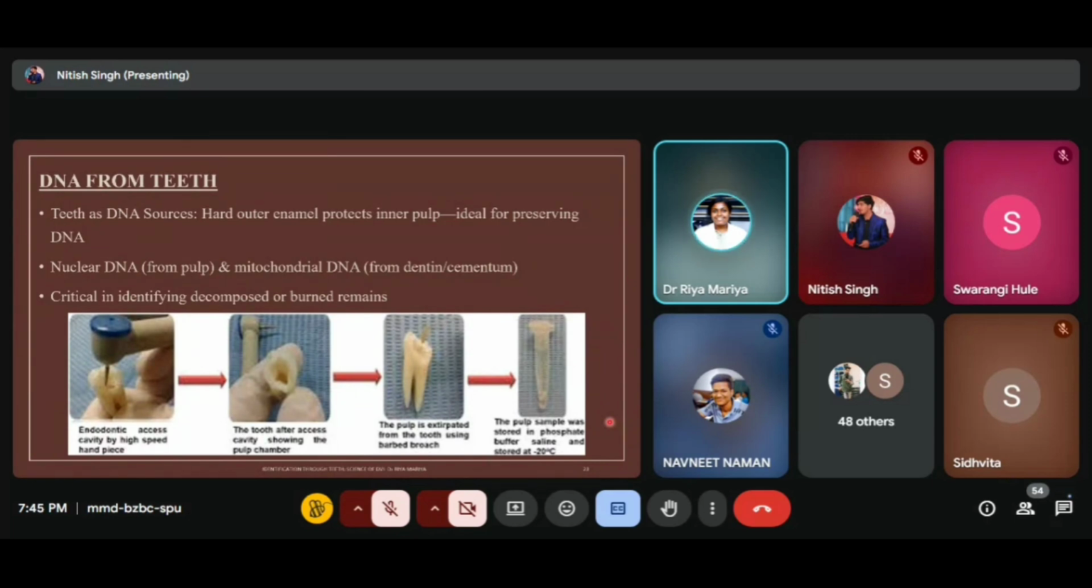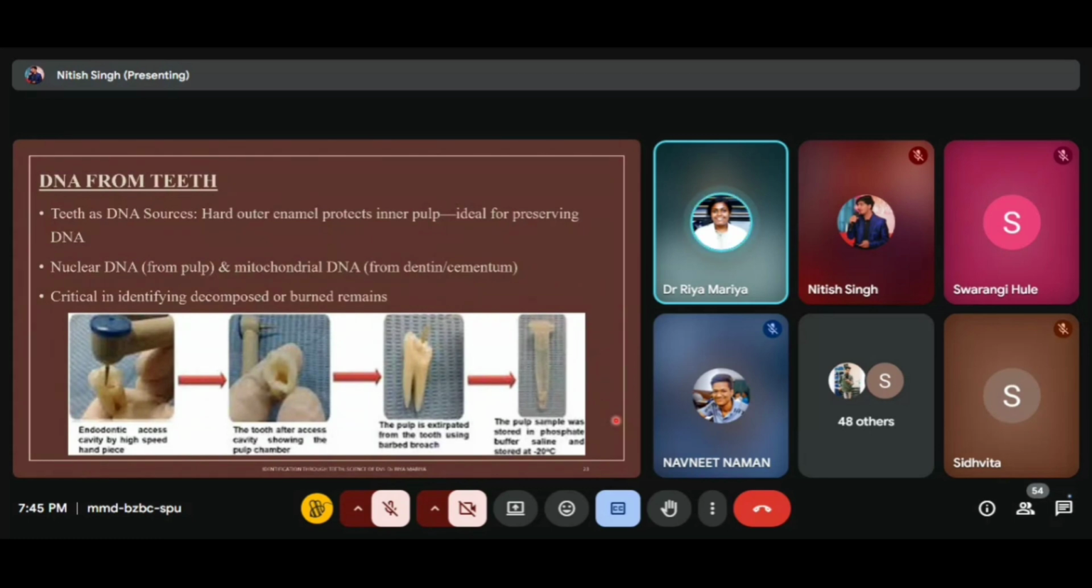DNA from teeth. It's actually a big topic, but I will explain in one or two sentences. Teeth are a very important DNA source because, as I have told before, the hard outer enamel protects the inner pulp and is ideal for preserving DNA. Nuclear DNA as well as mitochondrial DNA can be extracted from a tooth, and it is very critical in identifying decomposed or burned remains. This picture depicts how DNA is taken out from a tooth.